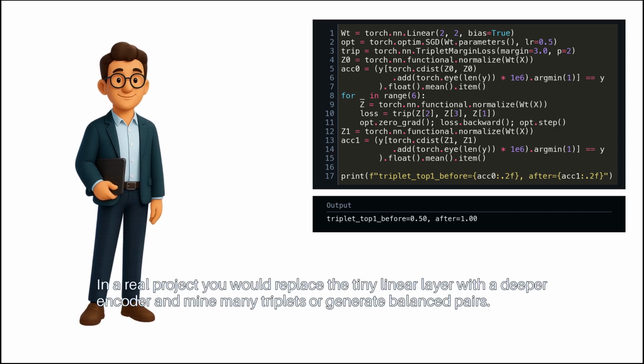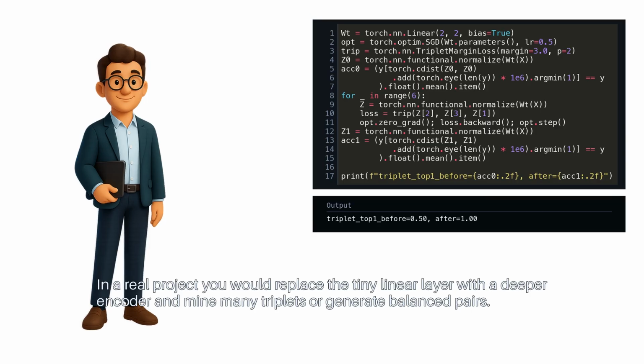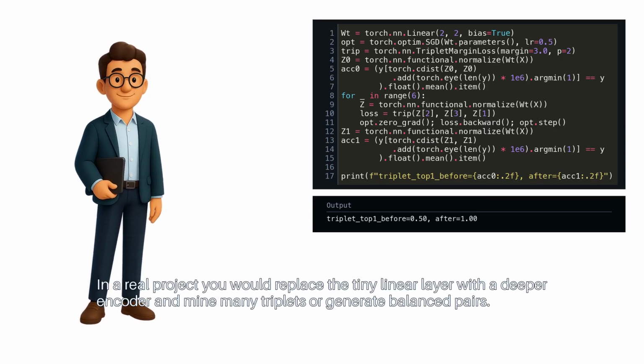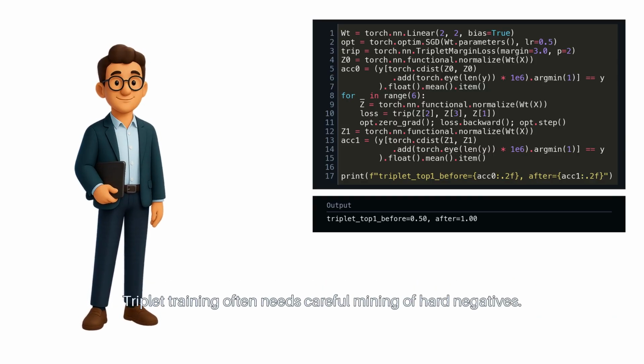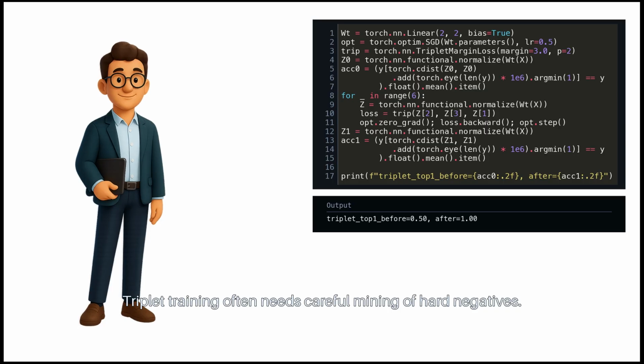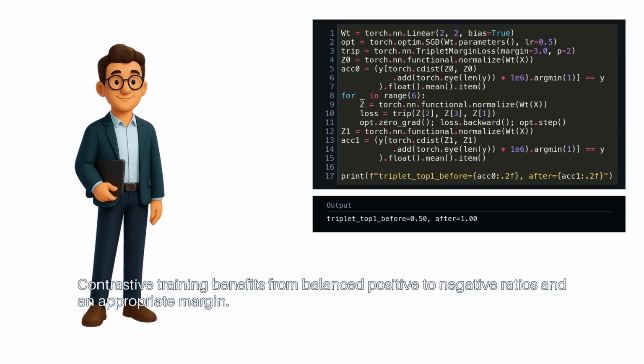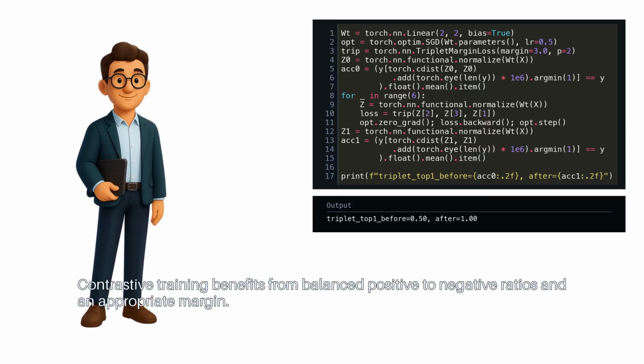In a real project, you would replace the tiny linear layer with a deeper encoder and mine many triplets or generate balanced pairs. Triplet training often needs careful mining of hard negatives. Contrastive training benefits from balanced positive to negative ratios and an appropriate margin.